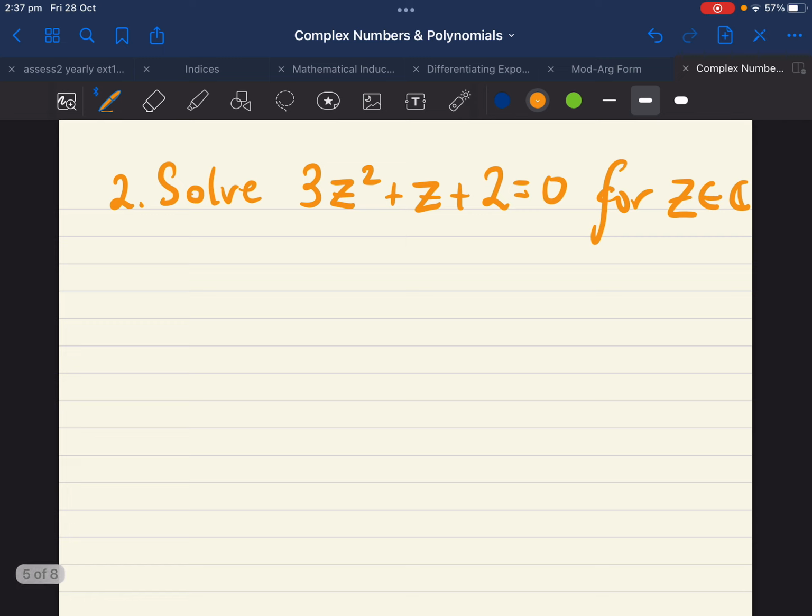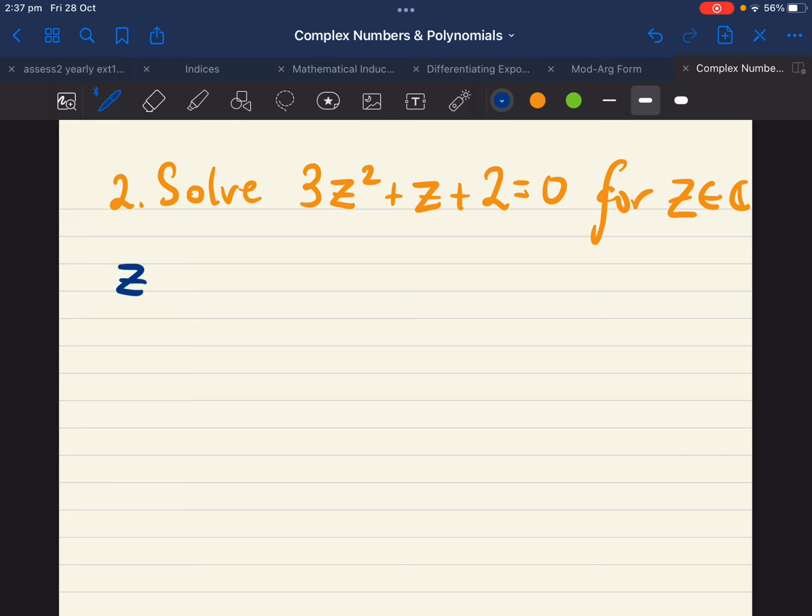All right, on to our second example. Again, we're going to solve this quadratic, and again, z belongs to the complex numbers, so we're allowed to have complex solutions here. This one has an odd number in the middle, and also a 3 in front, so I'm reluctant to use the completing the square method. Fortunately, we've got our quadratic formula that we can always rely on.